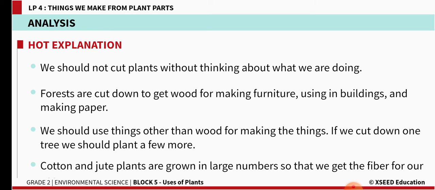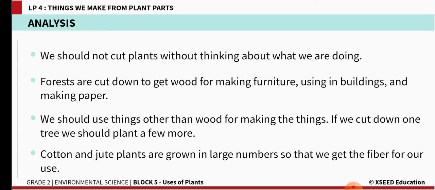We should not cut plants without thinking about what we are doing. Forests are cut down to get wood for making furniture, using in buildings and making paper. We should use things other than wood for making things. If we cut down one tree, we have to plant more. Cotton and jute plants are grown in large numbers so that we can get fiber for our use.